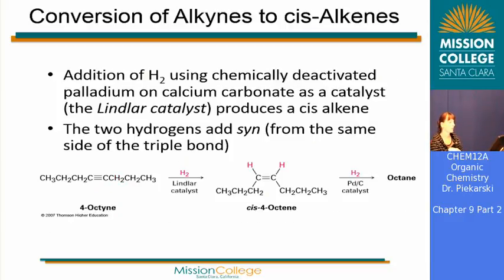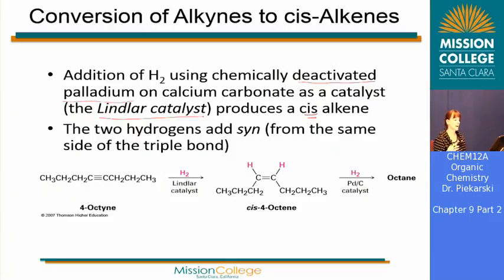So how would we convert it just to an alkene? Well, one way is to use hydrogen gas still, like we did before, but use a deactivated catalyst. Okay? So we're going to use a deactivated palladium on calcium carbonate as the catalyst. And I'll just have you refer to that particular catalyst as Lindlar's catalyst. And it's important that you understand and remember that Lindlar's catalyst helps to produce a cis alkene. Okay? Cis only, not trans.